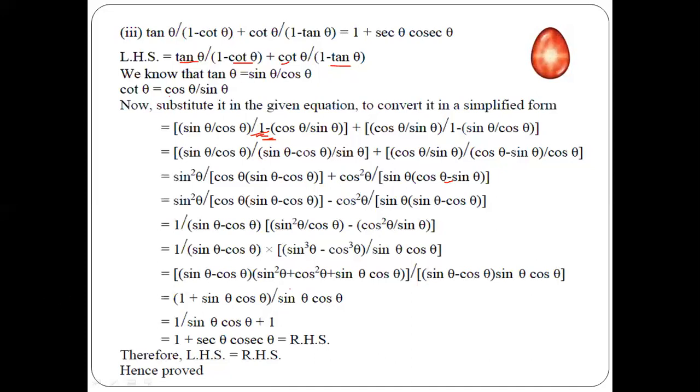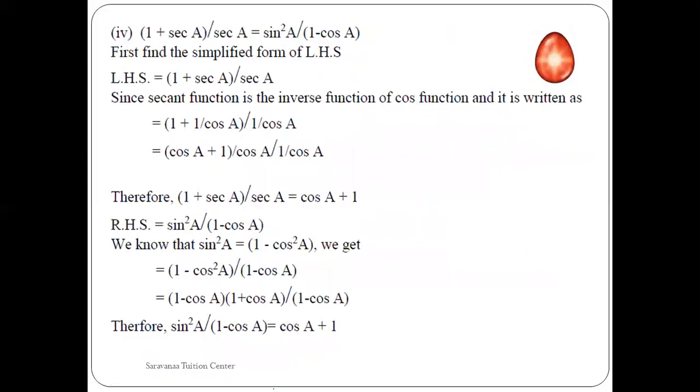So sin square theta plus cos square theta equals 1. So 1 plus sin theta cos theta by sin theta cos theta. They have cancelled the sin theta minus cos theta. So now 1 by sin theta cos theta plus 1, which is secant theta cosecant theta plus 1, equals RHS, hence proved. Fourth question. 1 plus secant theta by secant A equals sin square A by 1 minus cos A.